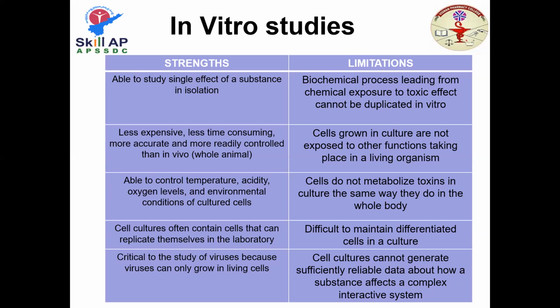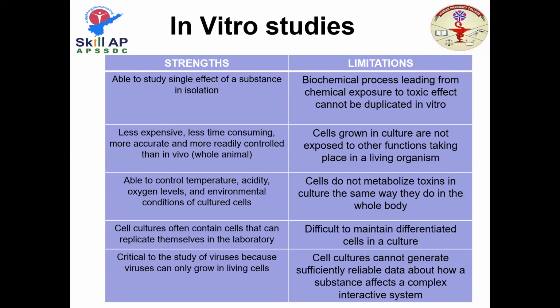In vivo is nothing but the whole animal. So in vitro is less expensive and less time consuming, because at a time we can screen n number of compounds. If we take 1,000 petri plates, I can check 1,000 compounds at a time. Whereas in animals, that is not sufficient. We can't check within 1 day or 2 days.